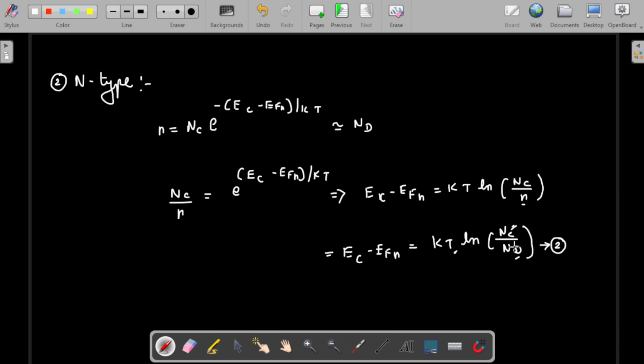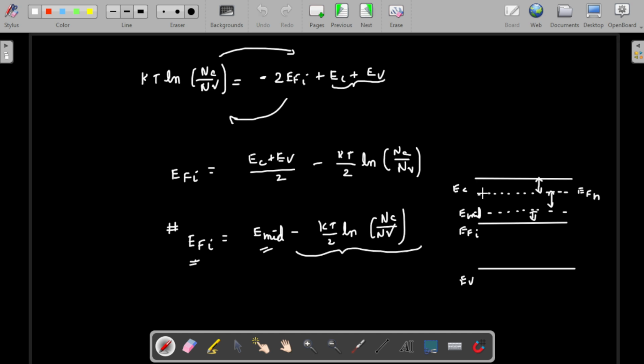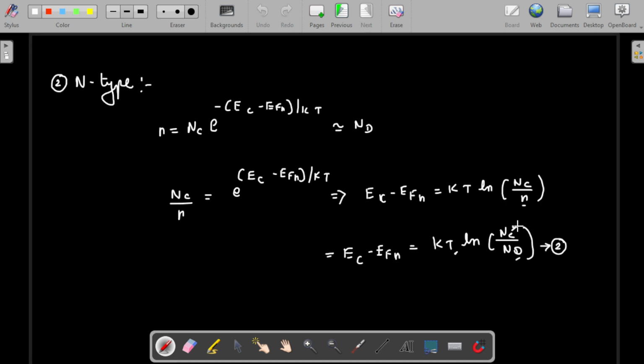Based on this value, the distance may lie here or here or anywhere. That is based purely on the concentration level that is happening. So I hope for n-type we got to understand, right? This formula will be applicable only for the non-degenerated semiconductor.